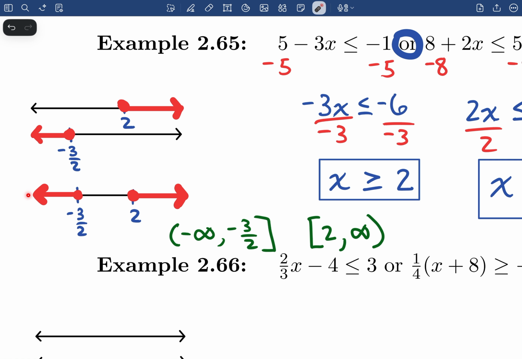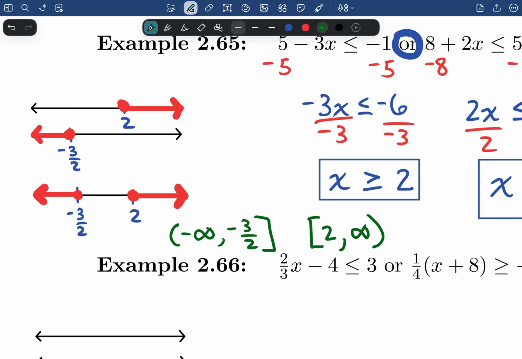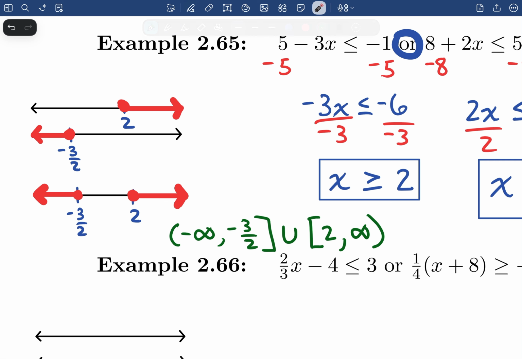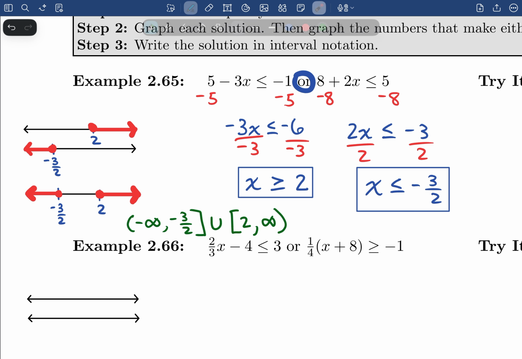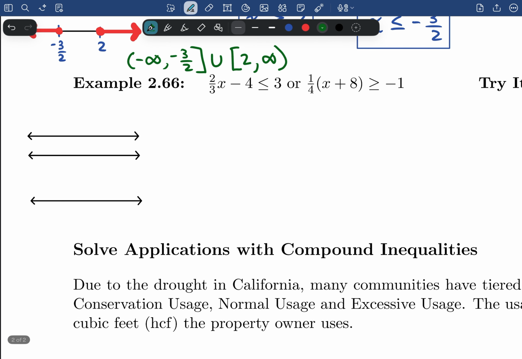So I've written this shaded regions piece as that interval notation, this shaded regions piece as that interval notation, and now I just put a union symbol between the two intervals. The union symbol is saying, hey, these two intervals are actually being combined together from my solution set. They're two intervals combined together. So don't forget to put the union symbol when you answer these questions. Great. Moving forward, let's go ahead and look at the next example.